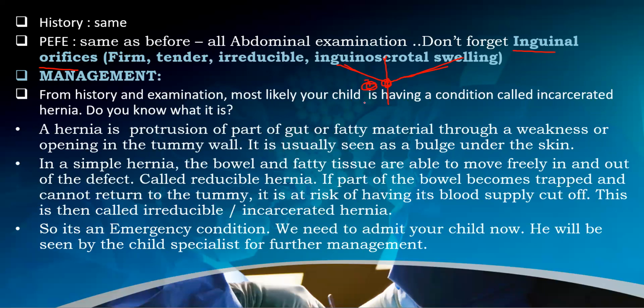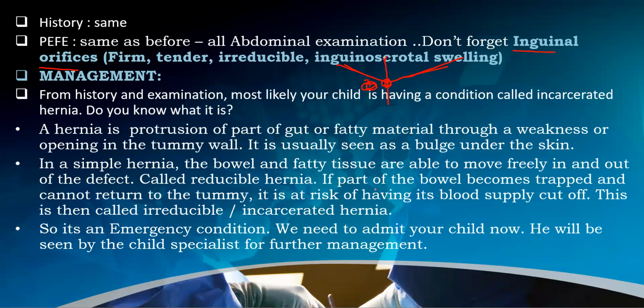You can say a hernia is a protrusion of part of the gut or a fatty material through a weakness or opening in the tummy wall. It is usually seen as a bulge under the skin in the groin area. Now, Mary, in a simple hernia, the material that comes out is usually able to move freely in and out of the defect, which we call a reducible hernia.